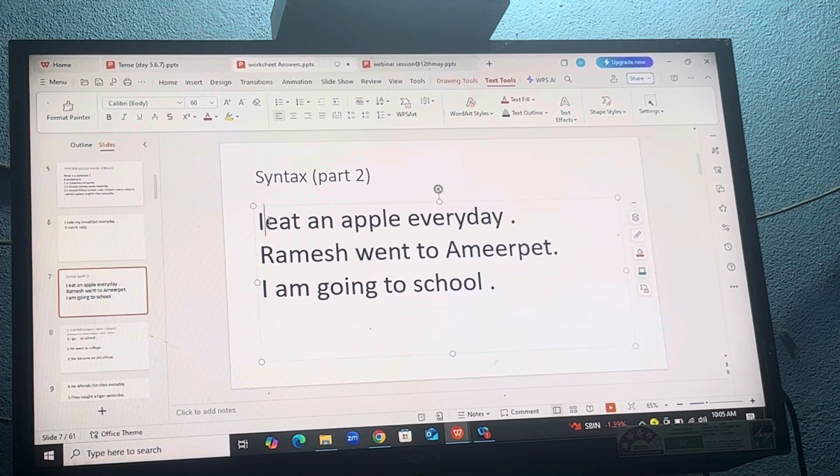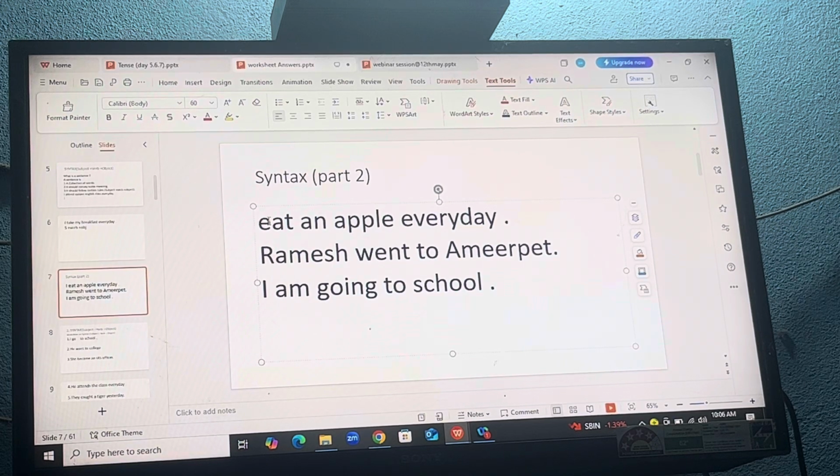Now let's get started. Let's say if I remove this, I have removed eat an apple. So who eats an apple? We don't know. Thus you need to know who is the speaker, about whom we are speaking, and in order to know we need to add subject. So what is my subject? I. Okay everyone.